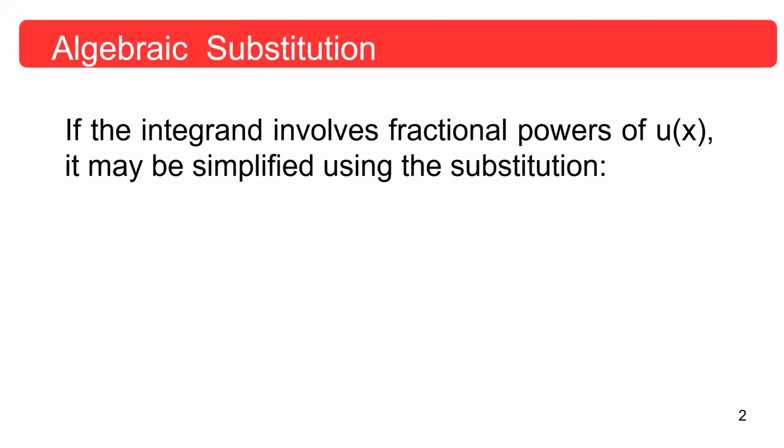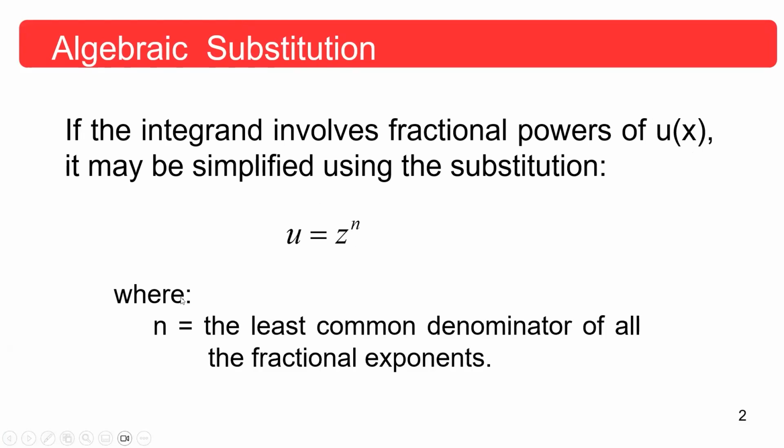If the integrand involves fractions, because we've been doing substitution before, the u substitution. But in this case, if for example you have a certain integrand with u of x and then it has a power, what we do here is we try to make it in the form of u equals z to the n, where n is the least common denominator of all the fractional exponents. So how is that? For example, this one, you know that your x, if you choose any of the two, you won't be able to get the differential, the du.